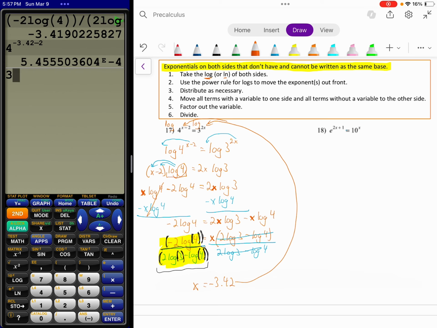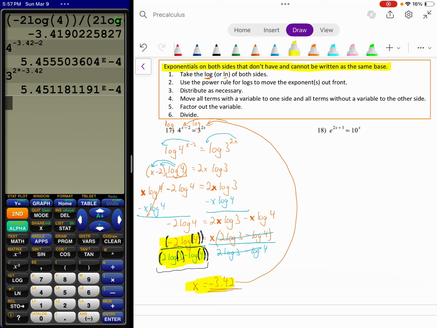And then we're going to do 3 raised to the power of 2 times our answer again. So negative 3.42. And we get very close. See the 5.45. All right, so that is our answer for number 17.